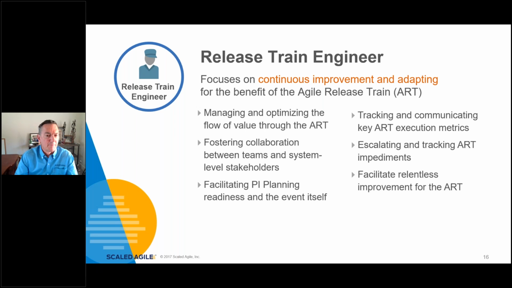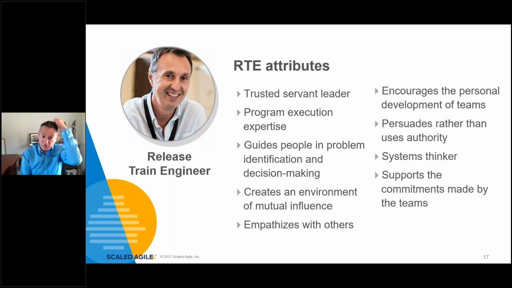They share a lot of the same properties really with Scrum Masters. They're servant leaders as well. They're focused on execution. They're trying to create an environment of mutual influence. Like the Scrum Masters, they lead with persuasion rather than authority because they don't have any. They're typically different than Scrum Masters. They're system thinkers. They're not trying to optimize a team. They're optimizing the whole value stream here, the larger value stream. They need excellent people skills.